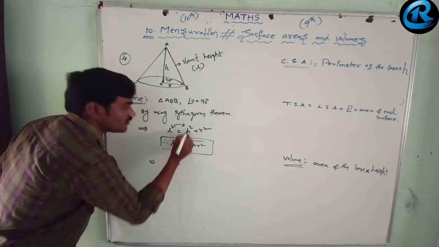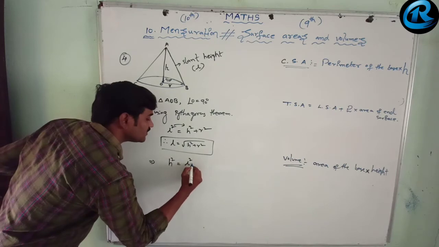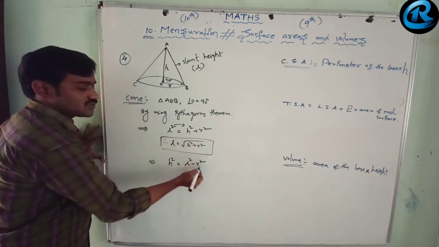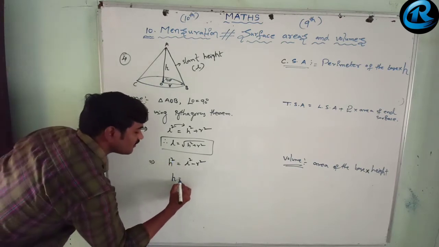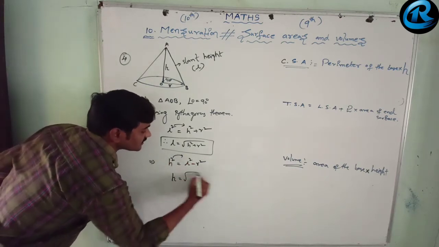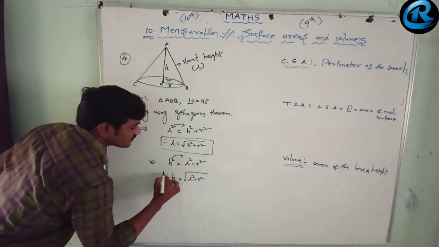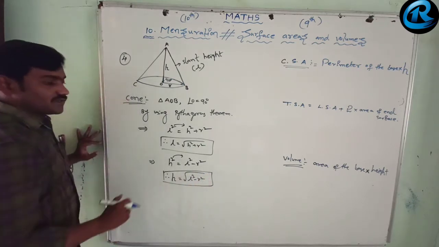Where h square equals, this r square will transfer here: l square minus r square. This plus r square becomes a minus r square. Then we don't want the h square value, we need the h value. So the square will transfer to this side, and h becomes the square root of l square minus r square. Finished.